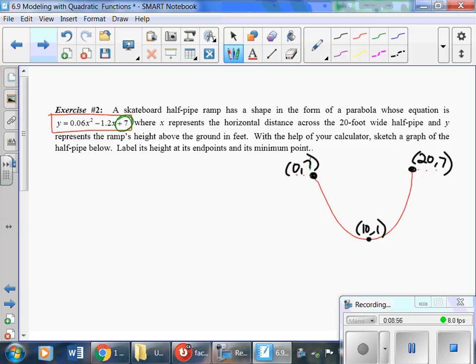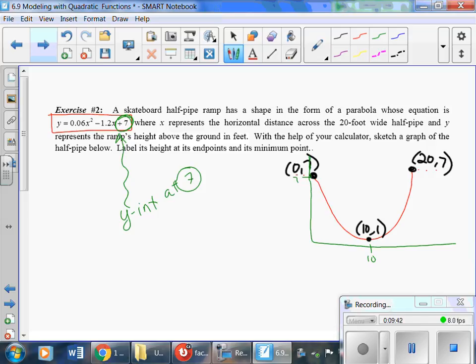So I know that when I'm doing this, it looks something like this. This is 10. Not really drawn to scale, my apologies. And this is 7. So at 7, I wanted to know what my x values were, and the answers were 0 and 20. All that comes off my calculator. Nothing really exciting there. So label its height and its endpoints and its minimum point. We did it. That was not hard. Again, the hardest thing here, and the part I forgot to tell you about from the beginning, is to know that the y-intercept, which basically means where that half pipe starts, is at 7.